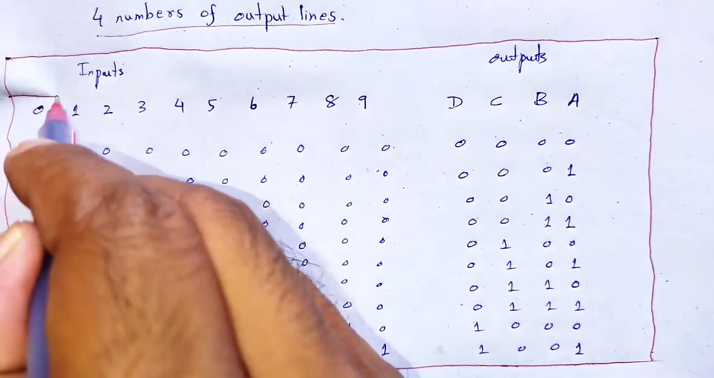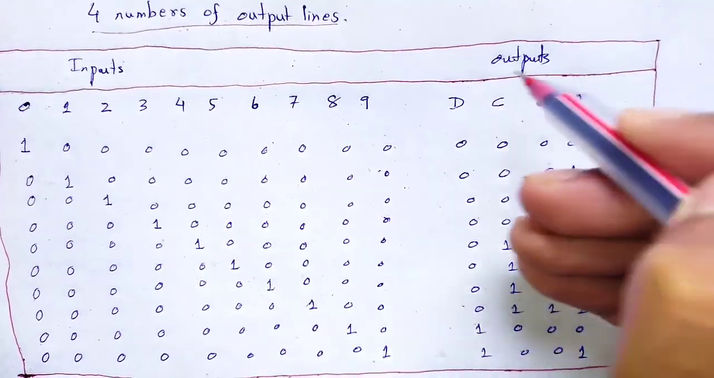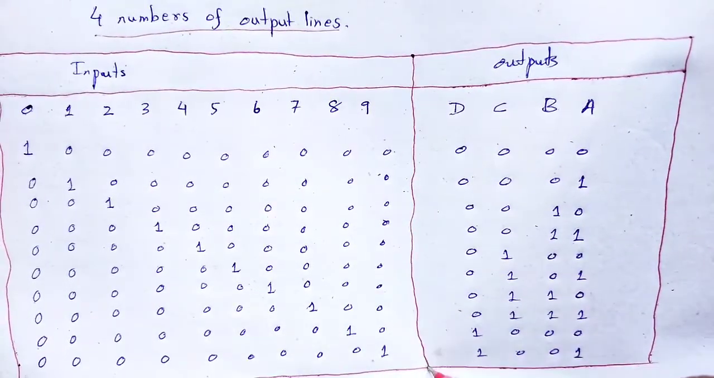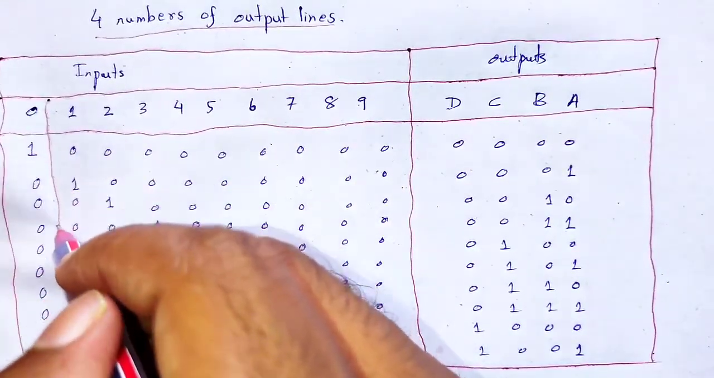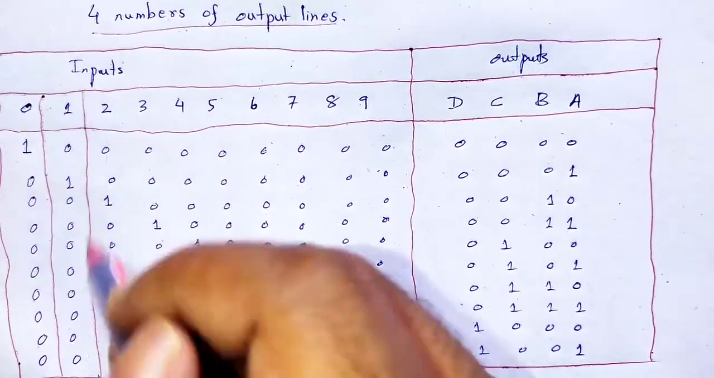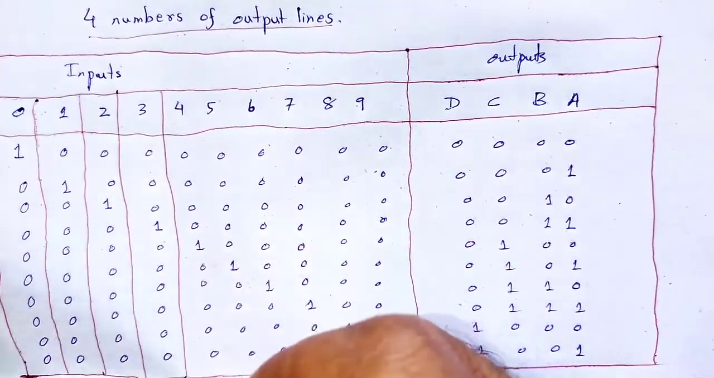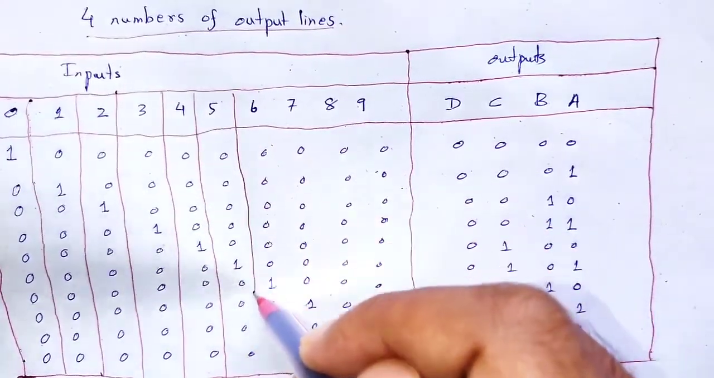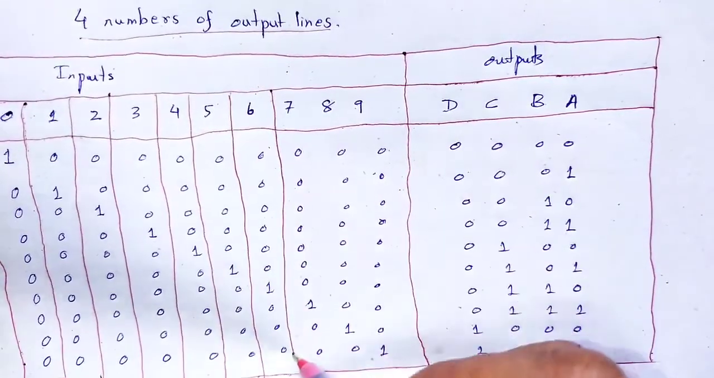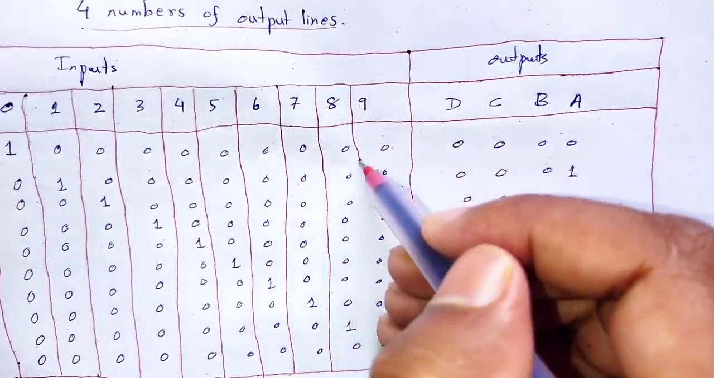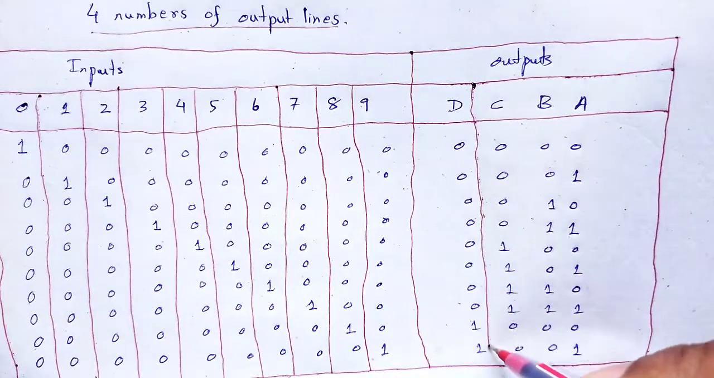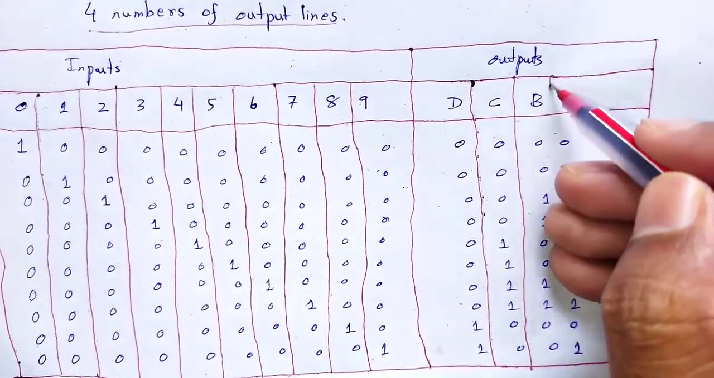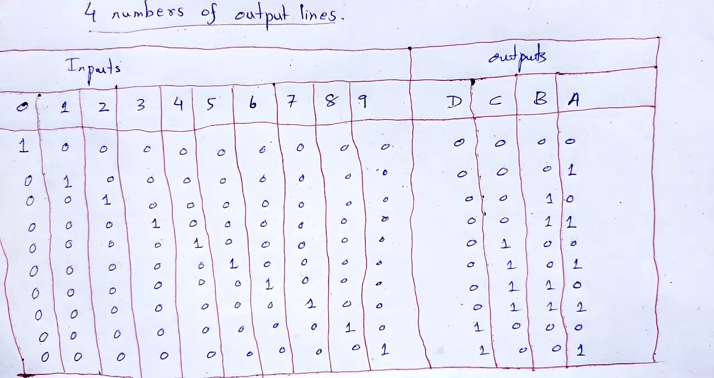Decimal to BCD, binary coded decimal system. Ten inputs, 4 outputs. 10 inputs 0 1 2 3 4 5 6 7 8 9. 4 outputs D C B A. From that truth table we write the boolean expressions.